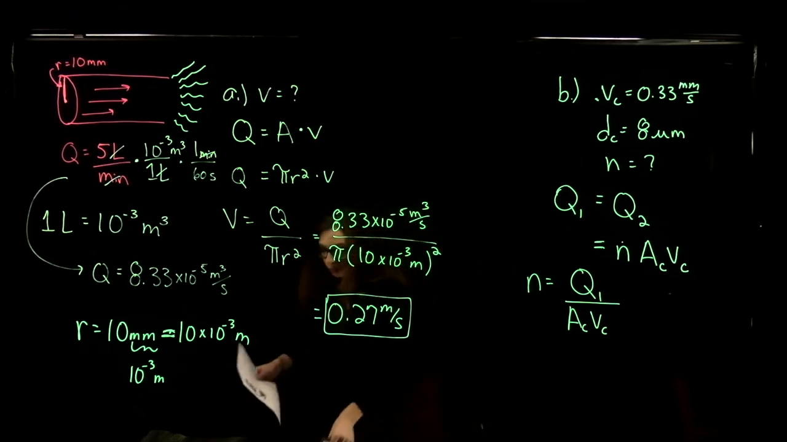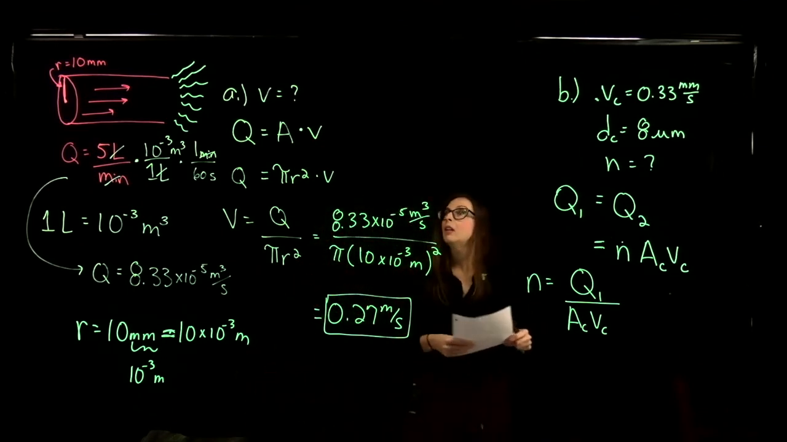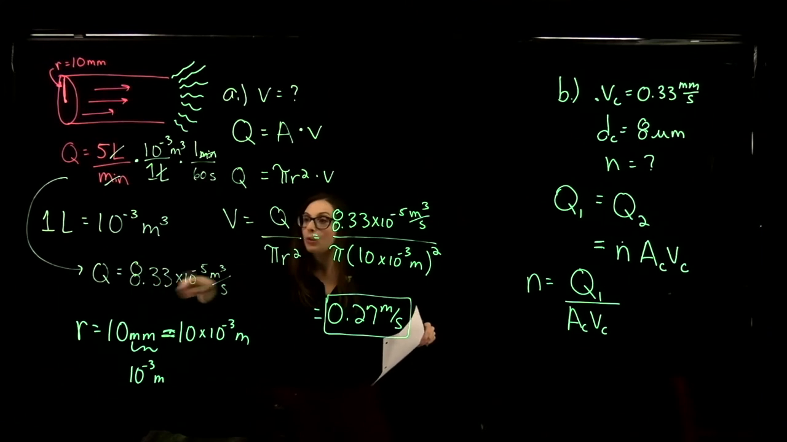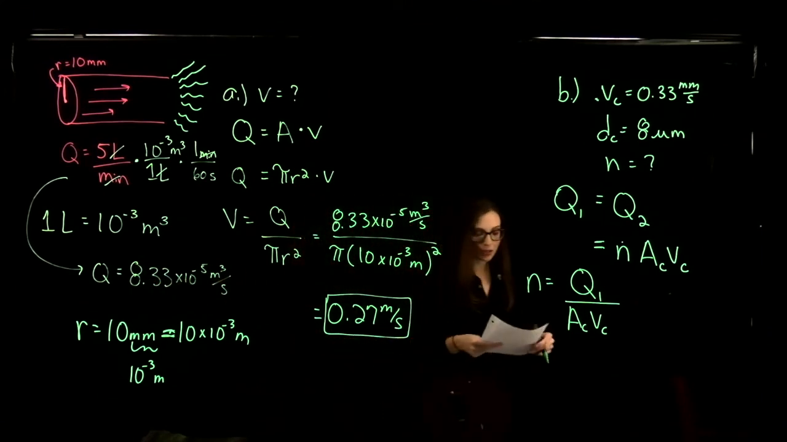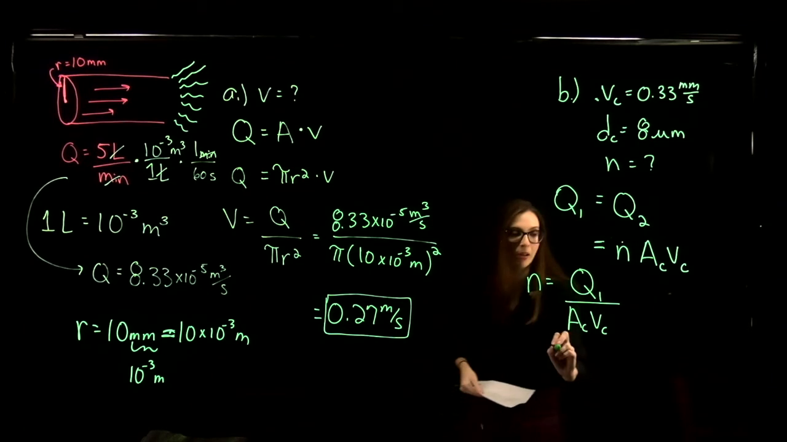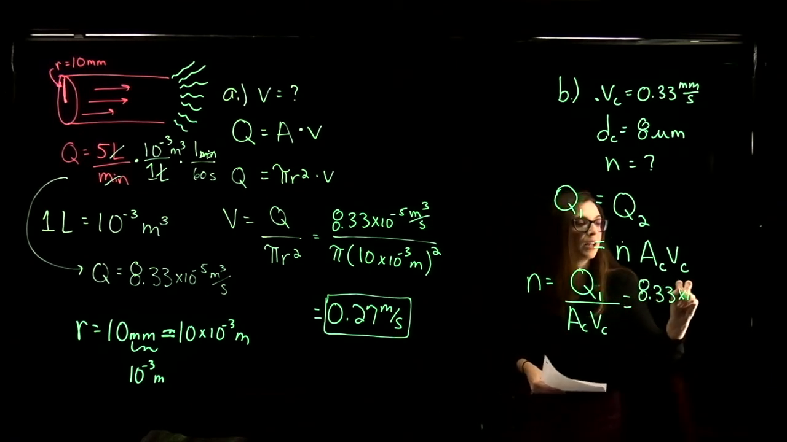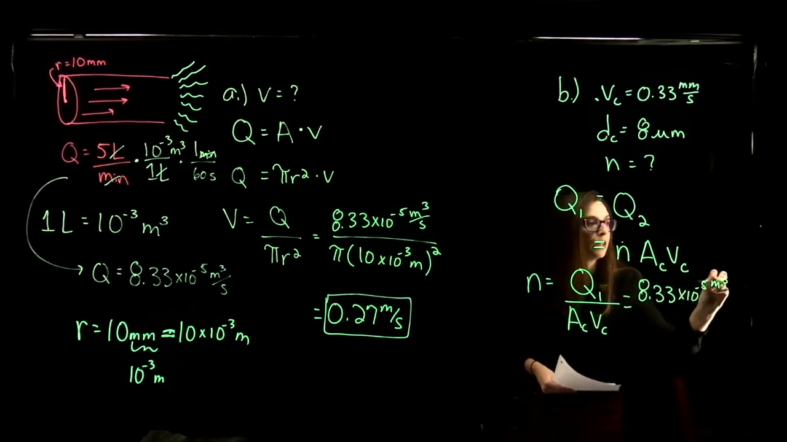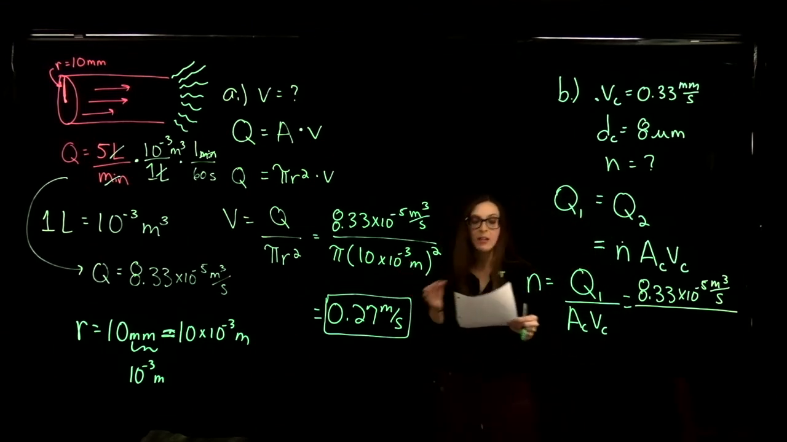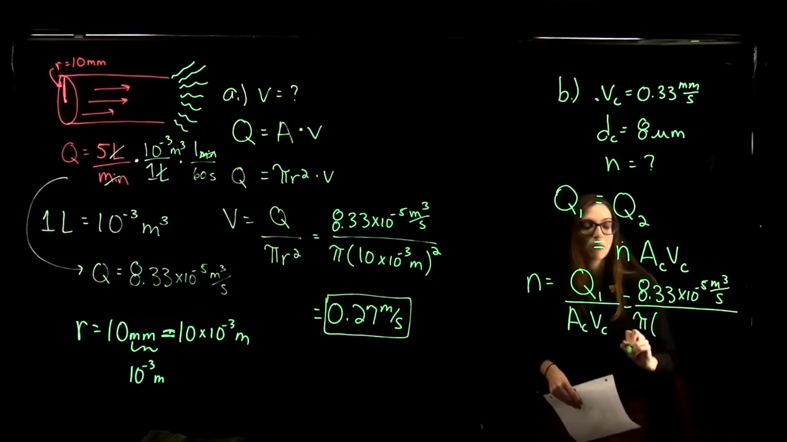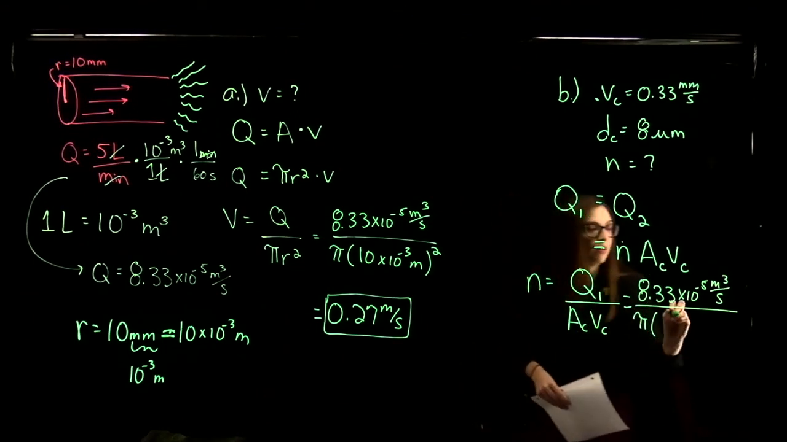And we already found in part A, we already know the flow rate of that blood through our aorta, 8.33 times 10 to the minus 5 meters cubed per second. So that's our number on top here, 8.33 times 10 to the minus 5 meters cubed per second. And then we're going to divide it by the area of each individual capillary, which is going to be pi times the radius of that capillary squared.